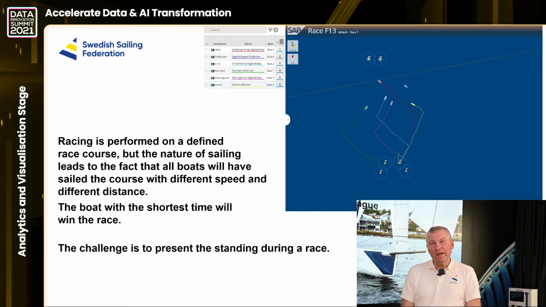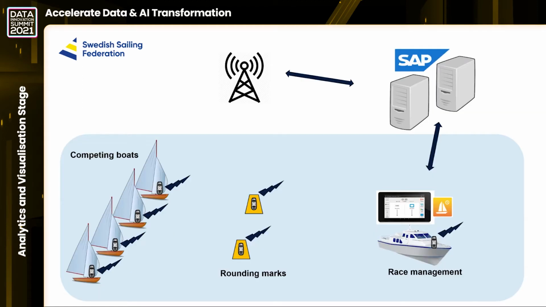So the winner of a race is the boat with the shortest time. That boat may have sailed fastest, or it may have sailed the shortest distance. It depends. But the shortest time will win. But the challenge is for us to present this for the spectators. How do we show which boat is in the lead, and why does it win? So, as you mentioned in the beginning, we have a tracking system.